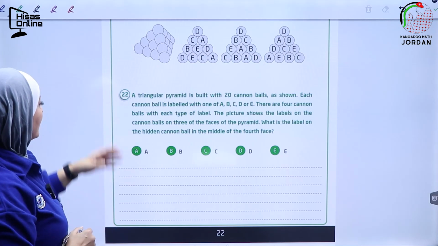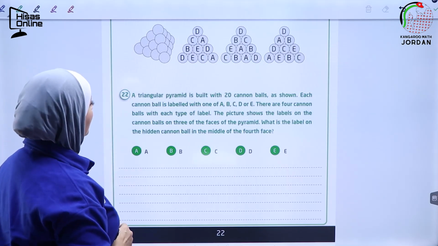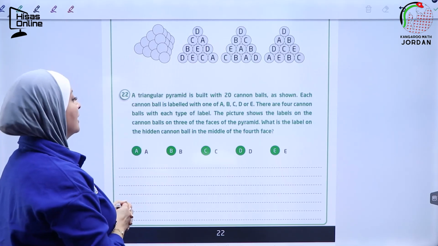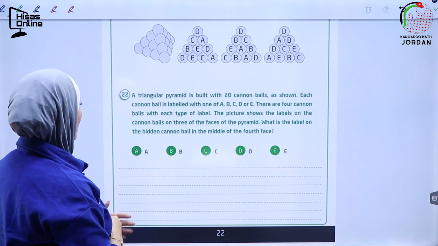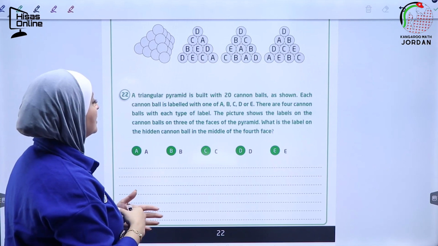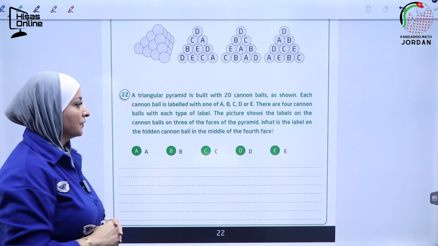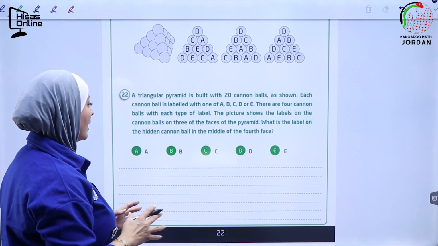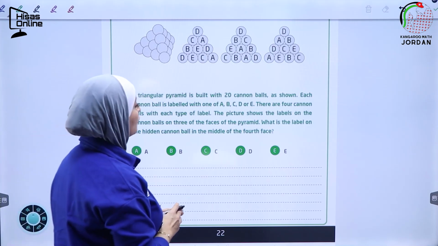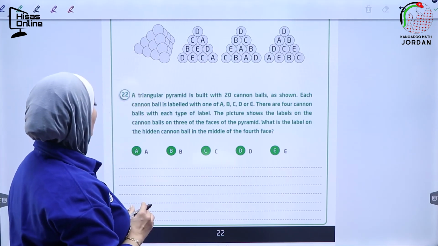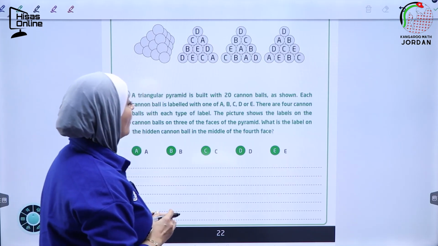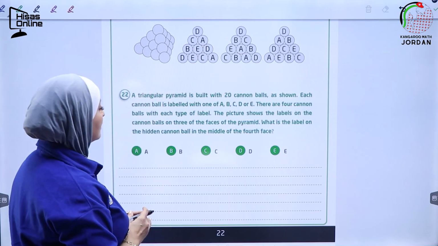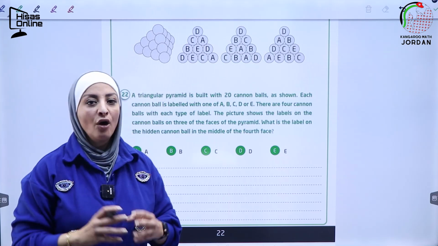They say a triangular pyramid is built with 20 cannonballs, as shown. Okay, so we have 20 of these balls. Each cannonball is labeled with one of the letters A, B, C, D, E. So we have 4 types of letters. There are 4 cannonballs with each type of label. This picture shows the labels on the cannonballs of 3 of the faces of the pyramid. What is the label on the hidden cannonball in the middle of the 4th face? So we have one ball missing.